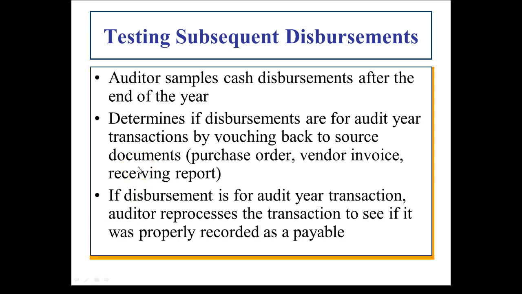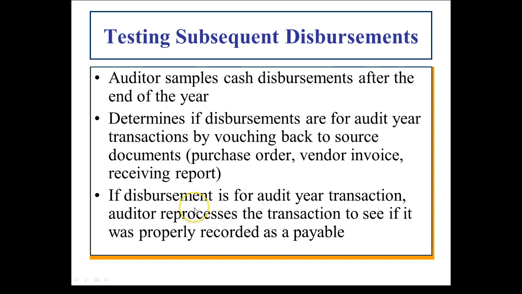Auditors sample cash disbursements after the end of the year. So basically at the end of the year, going into the next year, the auditor can take a list of those disbursements to see when in fact they were recorded as a payable. From there, you take those disbursements and decide, based on those transactions, was it appropriate that the documents were posted in the current year, or should they have been posted in the year of audit? And you can vouch backwards. Remember, vouching is going backwards, back to the source documents, to see if in fact those were recorded appropriately. And then if the disbursements are for the audit year, the auditor reprocesses the transaction to see if it was properly recorded as a payable.